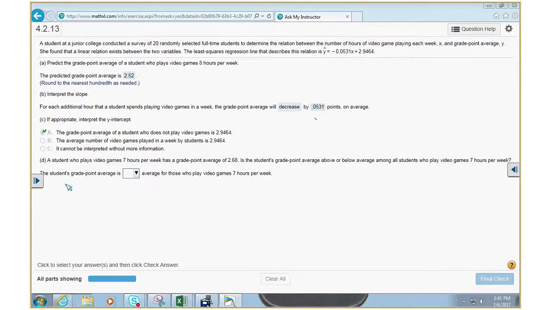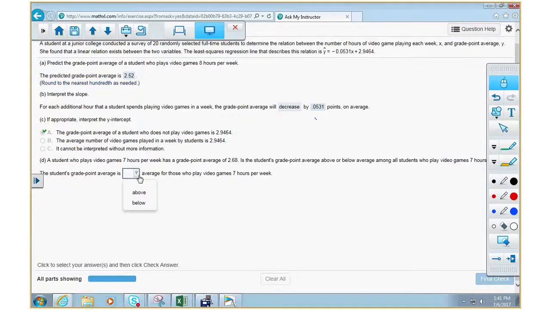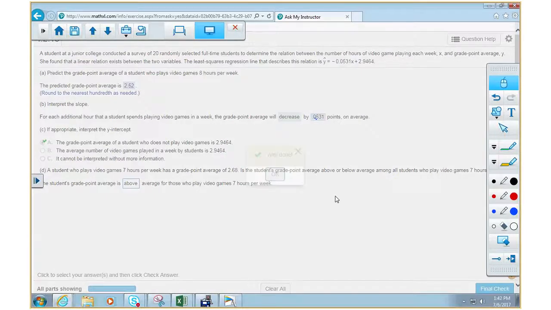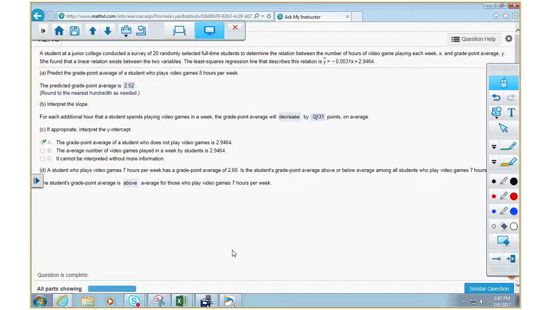A student who plays 7 hours per week has a grade point average of... How many hours was this? 8. 7 hours had a grade point of 2.6 above. Okay, so that's how you do that one.